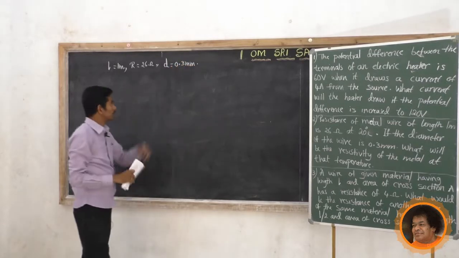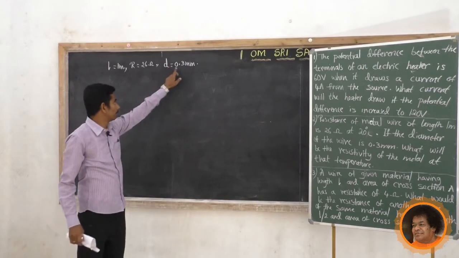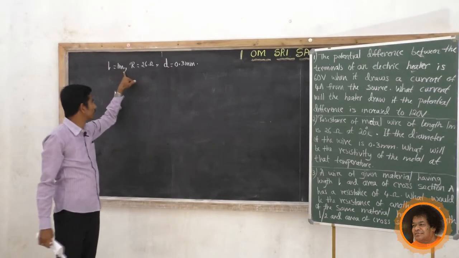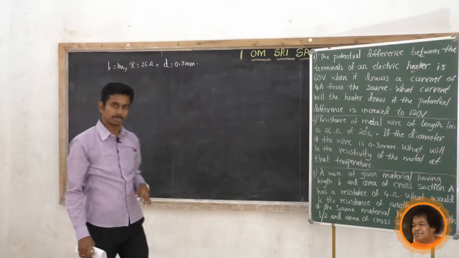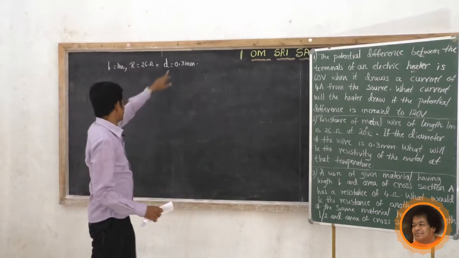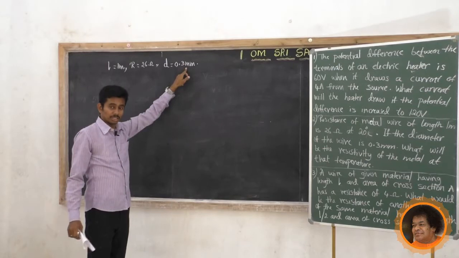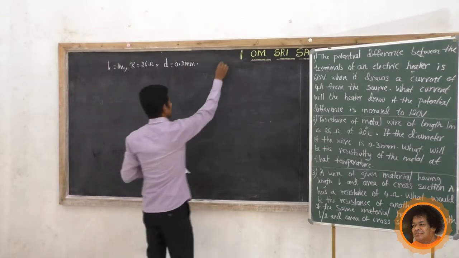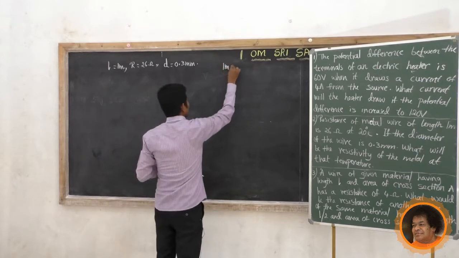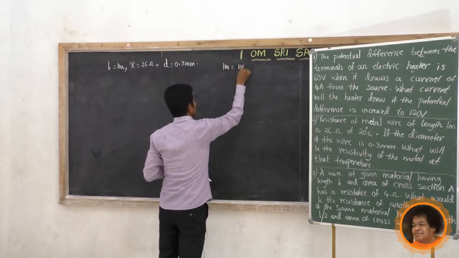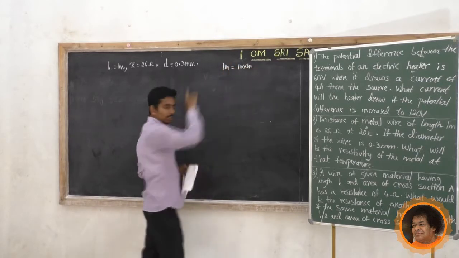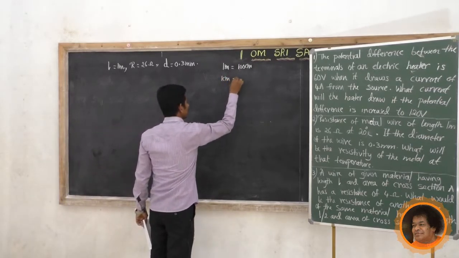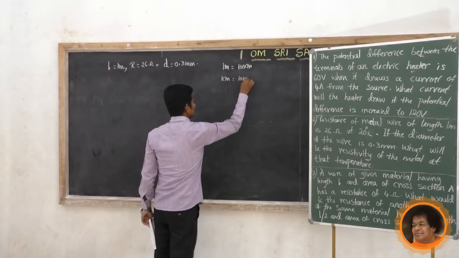Be careful. Now the diameter is given in millimeter and length is given in meter. What is the SI unit of length and diameter? It is meter. So it is now in millimeter. Convert it into meter. How to convert? We know that 1 meter equal to 100 centimeter. Then 1 centimeter equal to 10 millimeter.